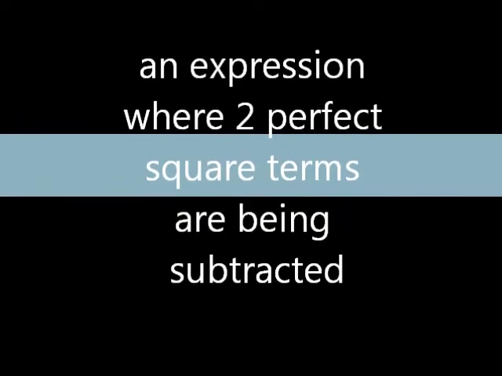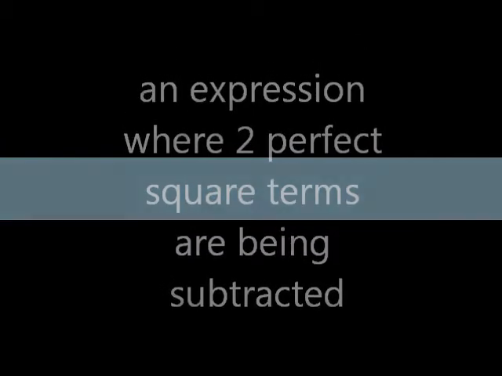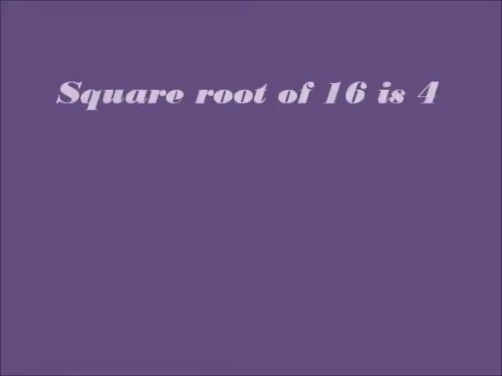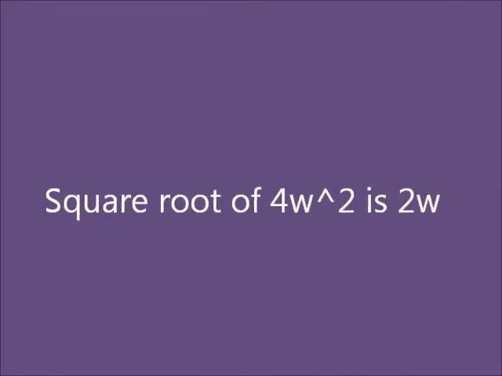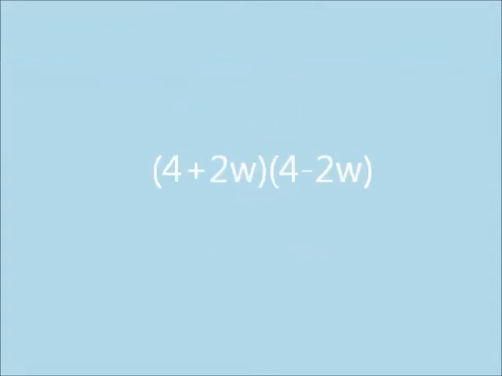The difference of squared binomials is an expression where two perfect square terms are being subtracted. We are going to use the equation 16 minus 4w squared. The square root of 16 is 4, and the square root of 4w squared is 2w. So 16 minus 4w squared gives you, in parentheses, 4 plus 2w and 4 minus 2w.